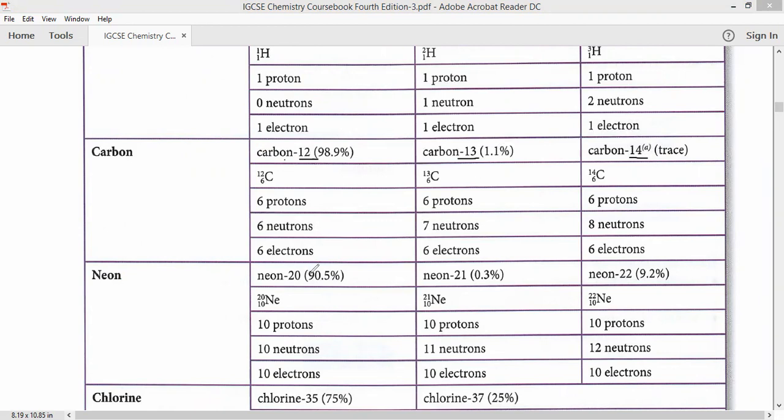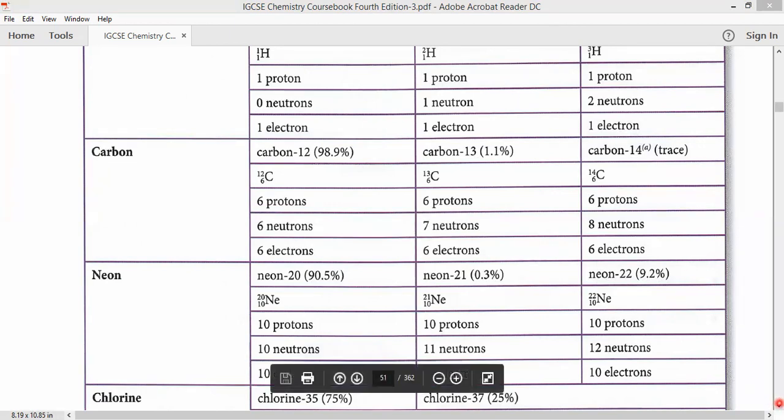In a similar way, neon has three isotopes, chlorine has two, and what you see ahead of them in terms of percentage is the natural abundance. How much do they exist in percentage naturally around the planet? And you would see that some isotopes exist in a much bigger abundance than the others. For example, neon-20 is 90.5%, 21 is only 0.3%, and 22 is around 9.2%. How are we going to use these percentages? That brings us to our next topic on the next page, relative atomic masses.